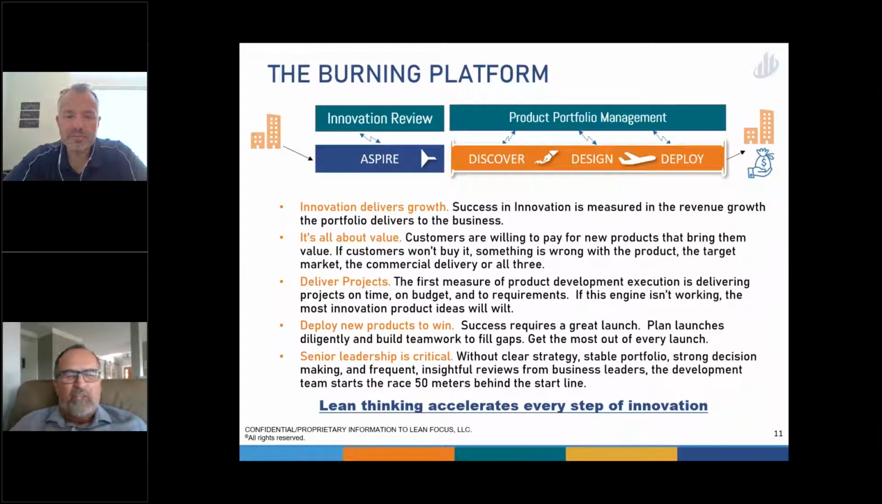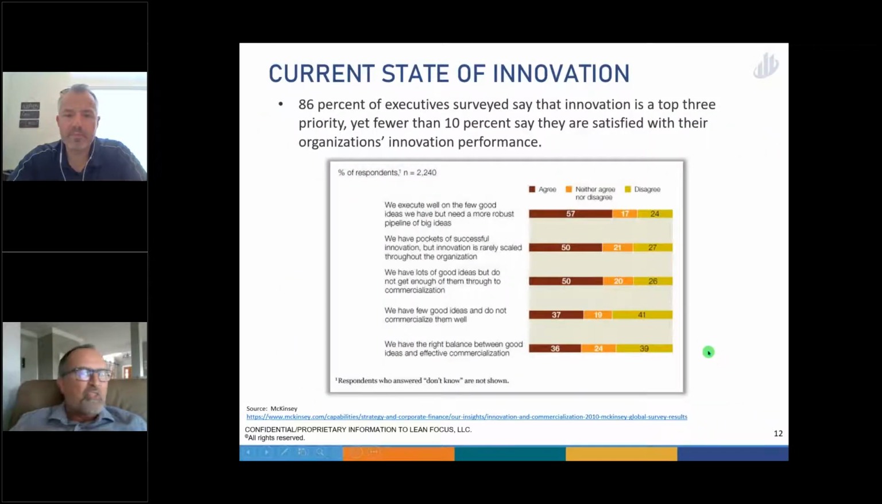Remember, as a senior leader, you have a lot of acumen and experience that doesn't exist anywhere else in that project team. And so we want to leverage that to give teams every opportunity to be successful. The point here we want to say is that lean thinking is used in every step of innovation, and you'll see that as we move on. What's the current state?